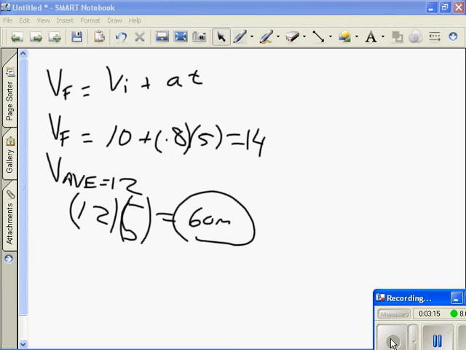Mr. Duncan, which method do you want us to use? Do you want us to use this average velocity thing, or do you want us to use the other kinematic thing? I don't care. You may use any method except this one.